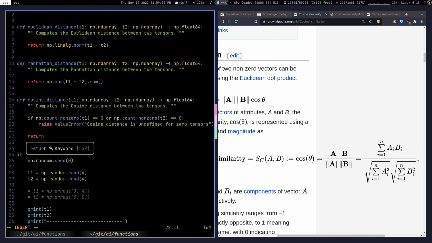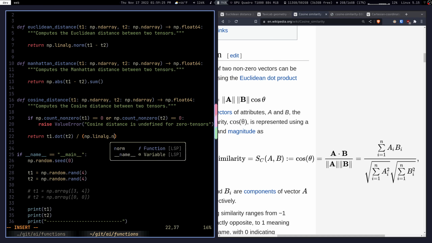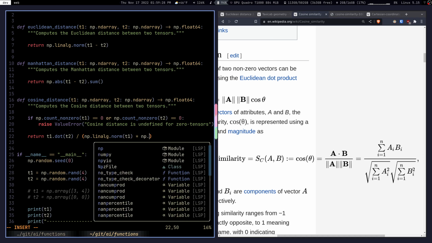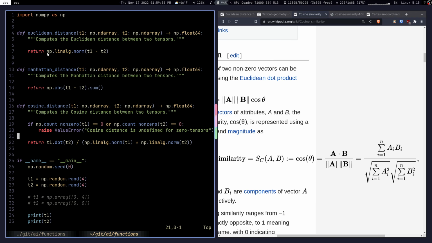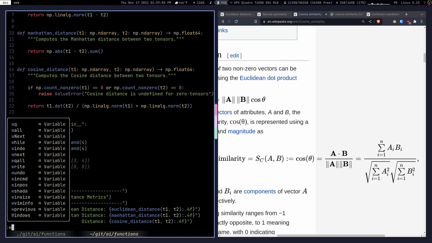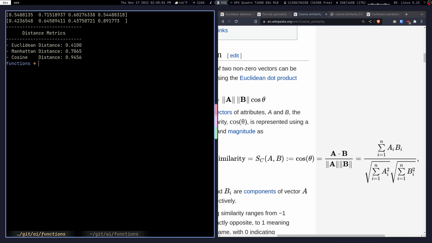Otherwise, what we're going to do is return a times b, that's the dot product, T1 dot T2, over the magnitude of T1, np.linalg.norm of T1, times np.linalg.norm of T2. Now notice that we use the magnitude of a feature vector in this case. There we also used the magnitude because we wanted the size of the hypotenuse, and we found the hypotenuse by finding the vector first and then finding the magnitude of that. Here we find the magnitude of the tensor T1 and tensor T2 directly, using np.linalg.norm. Okay, and now we have that distance as well.